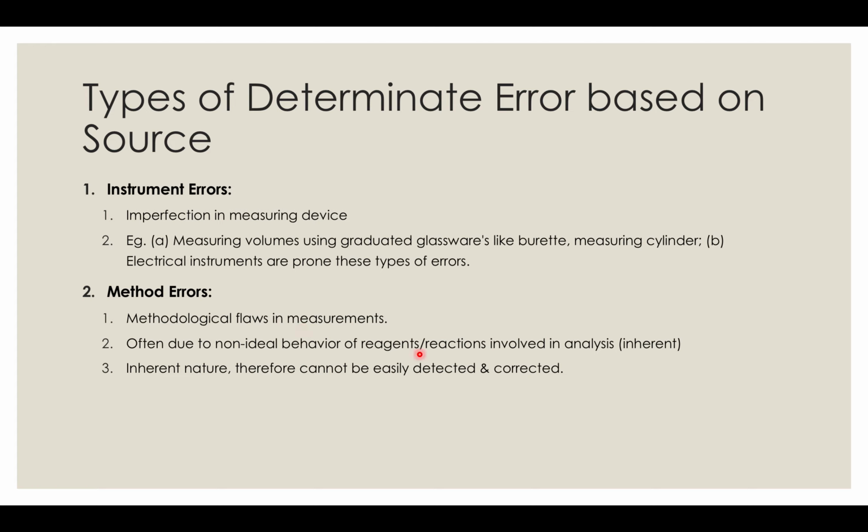Suppose you're using an organic reaction and you're trying to find the rate of the reaction. That rate would be affected by certain side reactions that are happening, or by non-ideal behavior of the reactants. All these factors can cause error in the measurement of the rate. However, these errors are inherent. They are born in the system.